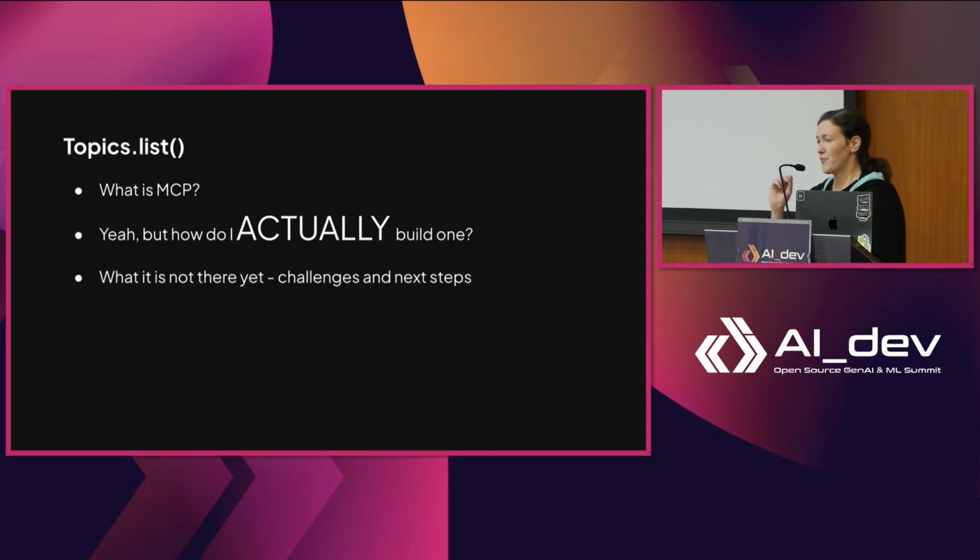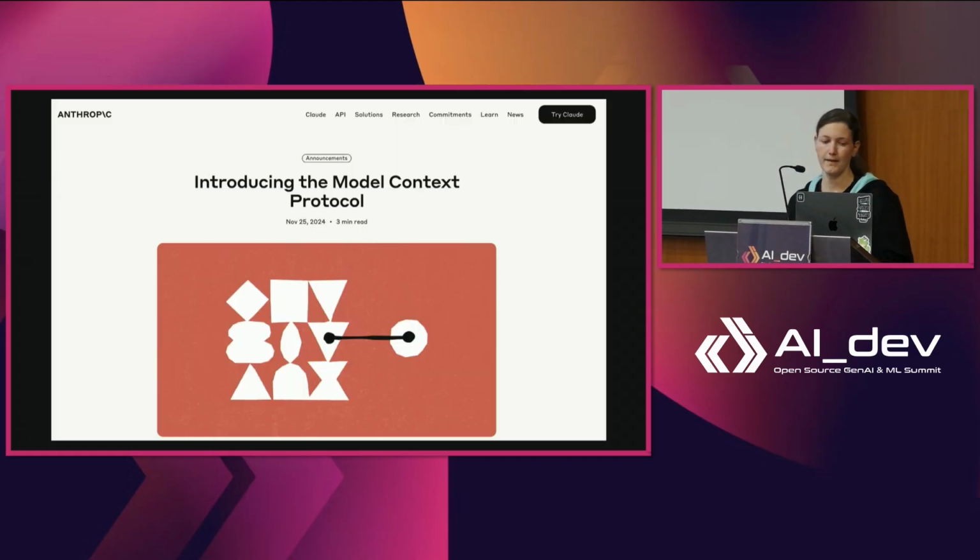So today we're going to briefly go over what MCP is. This is not an introduction about that. Then we're going to talk about how to actually build one and about what is not there yet, because a lot of the time using AI for production systems sounds very awesome, and then it's hard to understand what is still missing. So we'll talk a little more about that as well.